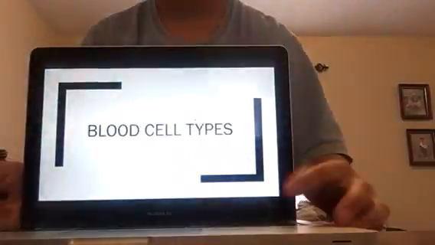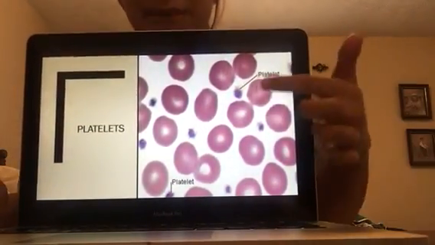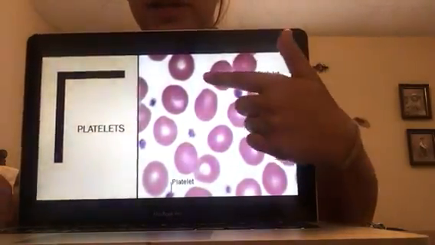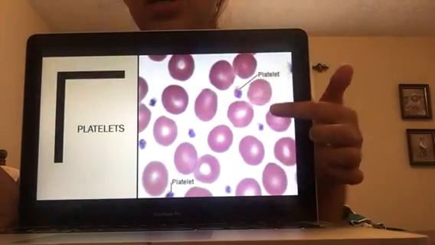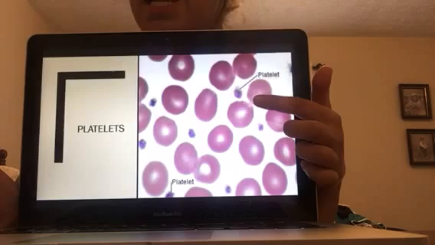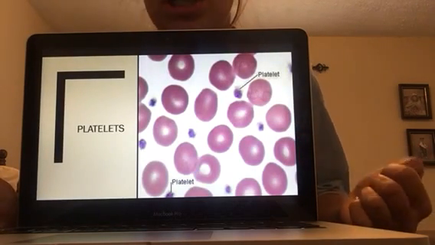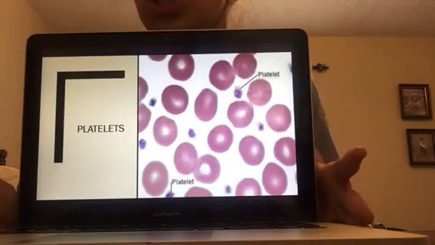So we're going to start discussing platelets. So platelets are very small, as you can see. They're in between, on the outside of, red blood cells. So they fit in between the red blood cells. They are very small. They have no nucleus. And most people will refer to them as spots or dirt because they're so tiny compared to our other blood cell types.